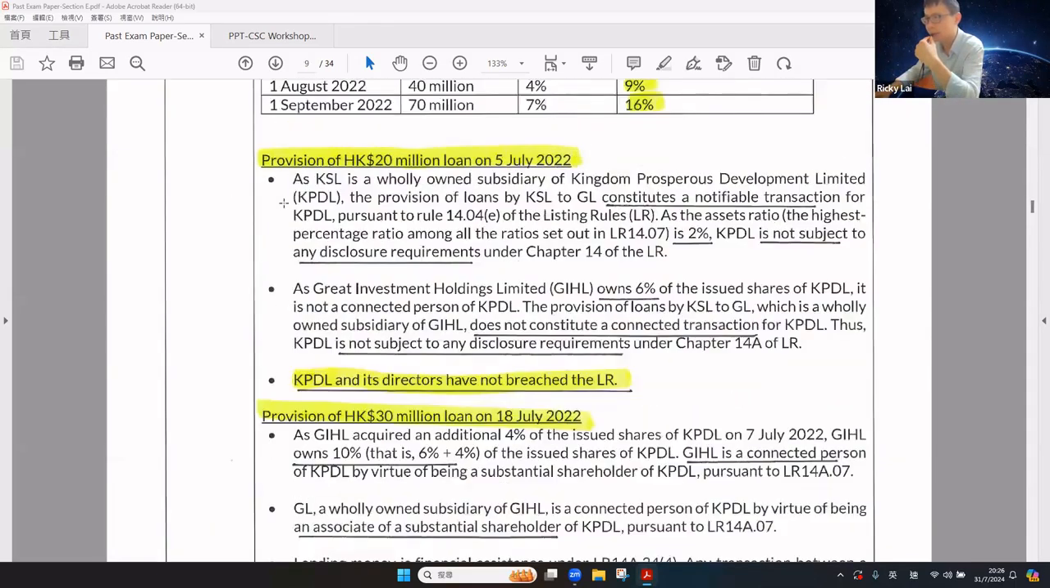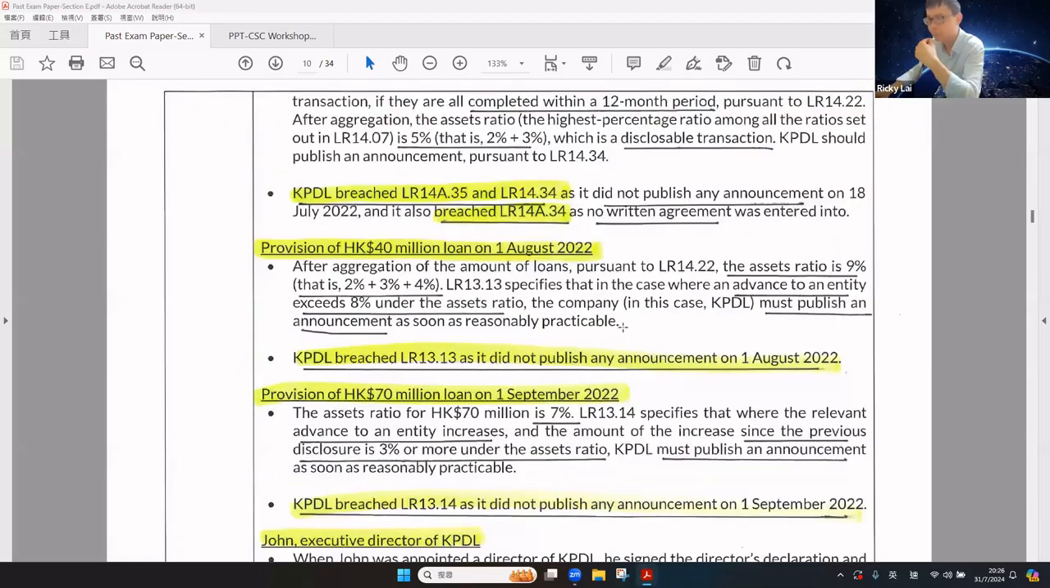That is the size test result. The SF ratio is now 9%. After aggregation for the amount of loan, why is the SF ratio 9%? Because 2% plus 3% plus 4% is 9%. According to Chapter 13, where the advance to an entity exceeds 8% under the SF ratio, the company must publish the announcement as soon as reasonably practicable. So for the first batch of loan, this triggers Chapter 13 of the listing rule. As a result, the company breached Chapter 13, and did not publish any announcement on August 1st.